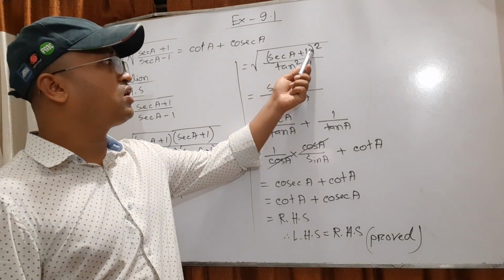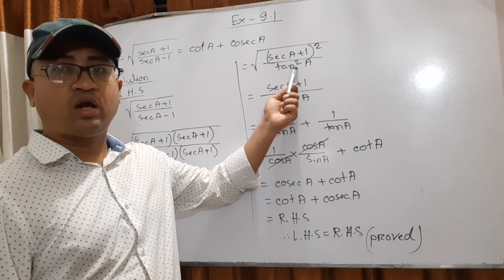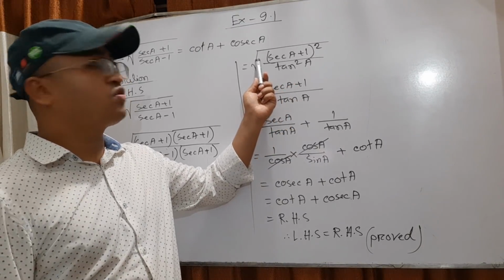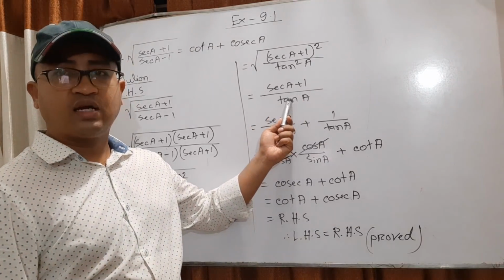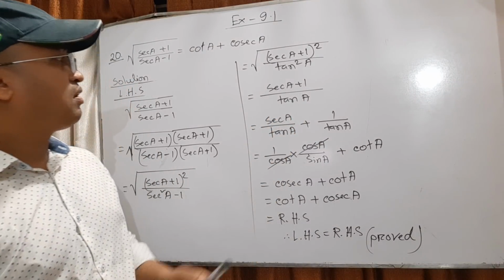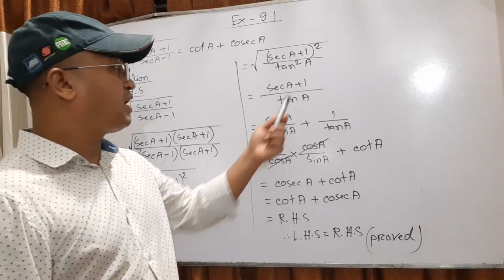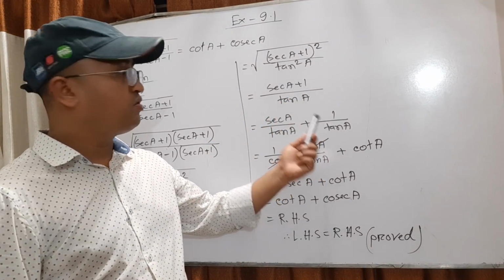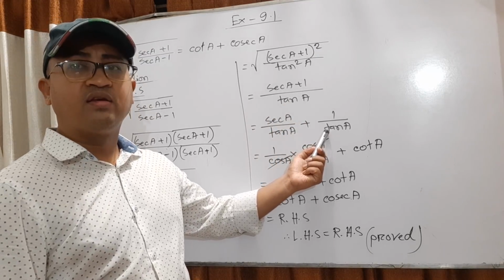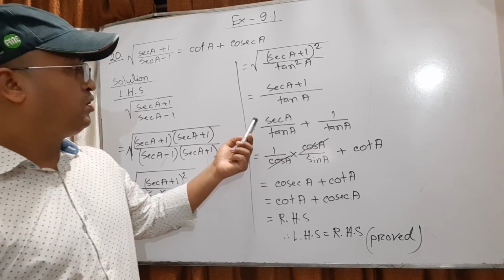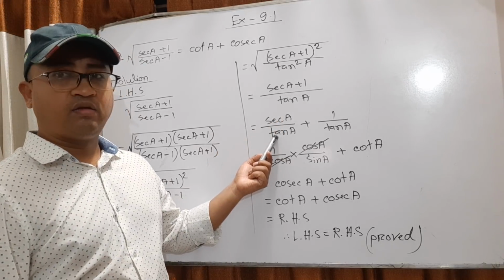Now both the numerator and the denominator have the square, and we can cancel this square by this root. So it will be sec A plus 1 by tan A. Now write it, sec A by tan A plus 1 by tan A. Can I write? Definitely we can write sec A by tan A plus 1 by tan A.